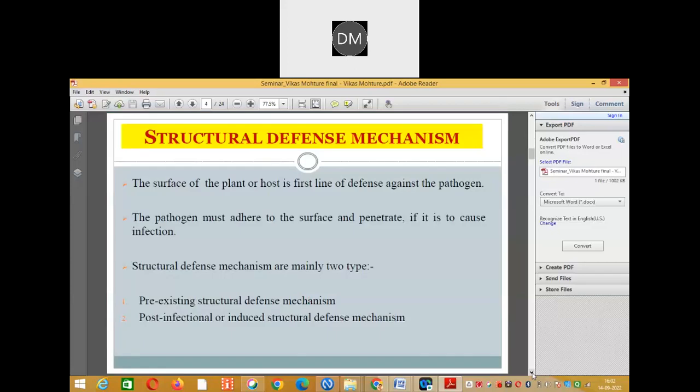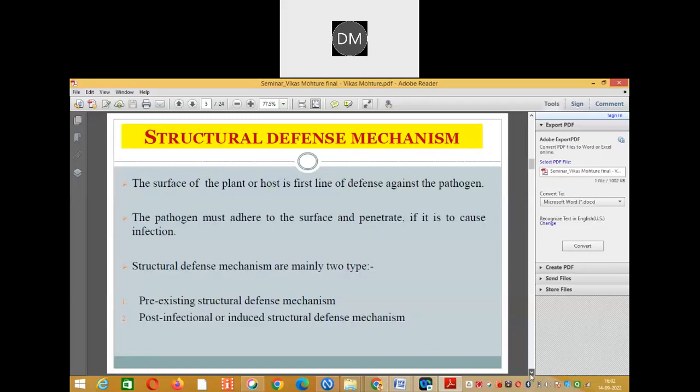In the structural defense mechanism, the surface of the plant, or host, is the first line of defense against the pathogen. The pathogen must adhere to the surface and penetrate in order to cause infection. If the structure of the plant defends against the pathogen, then the pathogen is unable to enter inside the plant.